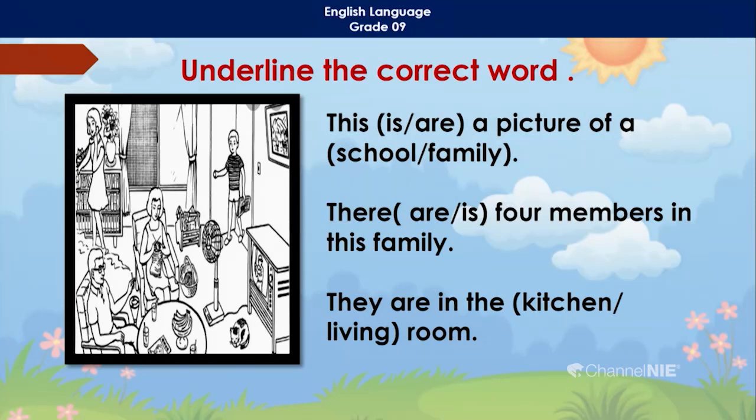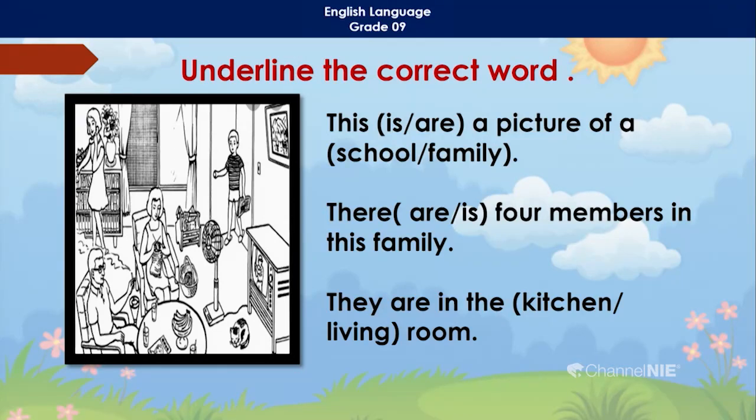Now we are focusing on underlining the correct word. Right. Okay. I'm going to ask you the question. You're going to answer me. Okay. And we are going to check your knowledge. I'm going to test whether you have been observing my lesson. All right, children. Are you with me? Right. Okay. This is a picture of a school family. This is a picture of a family. Okay. There is 4 members in the family. Definitely it should be there are 4 members in the family.